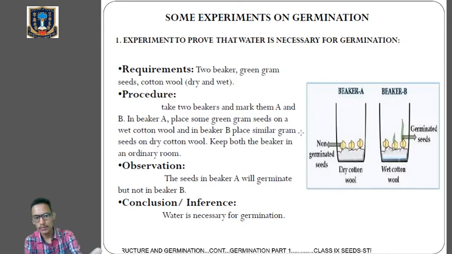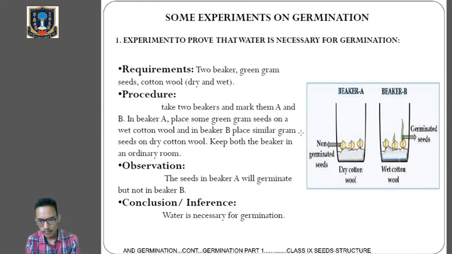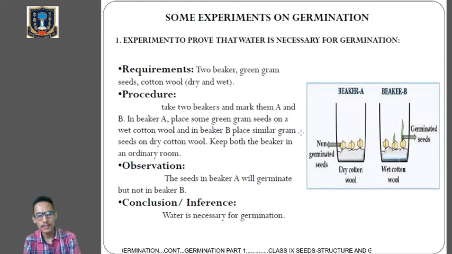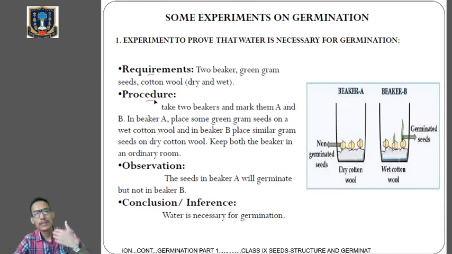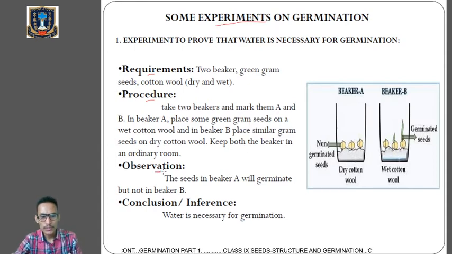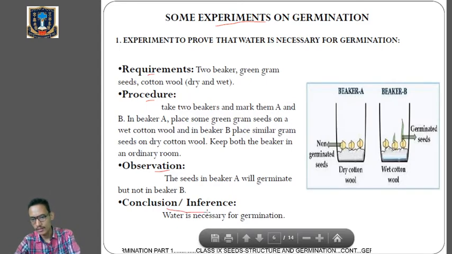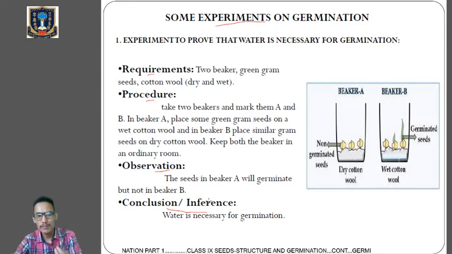So I have divided it into requirements, procedures, observations, and conclusion or inference, because each and every experiment can be divided into a few subtopics. Requirements are the things you require to carry out the experiment. Procedure means process, so what are the steps that need to be carried out to do the particular experiment? Clear? Then observation, what will we observe? Then after observations, we have to go with the conclusion or inference or result. All right, so we will go to the first experiment on germination.